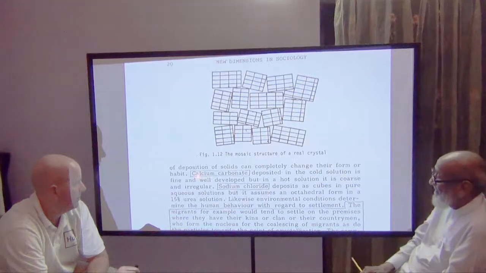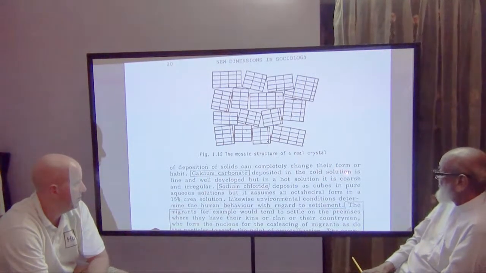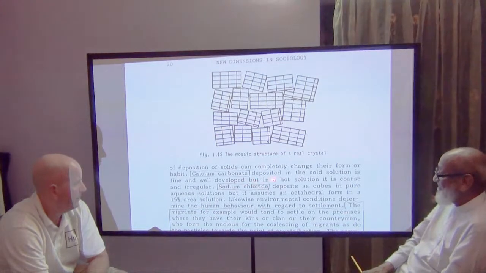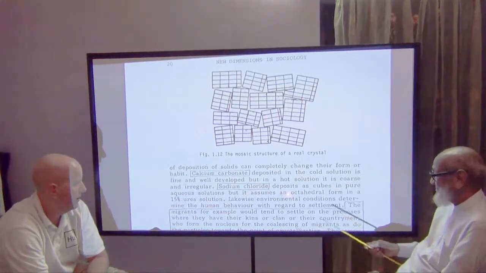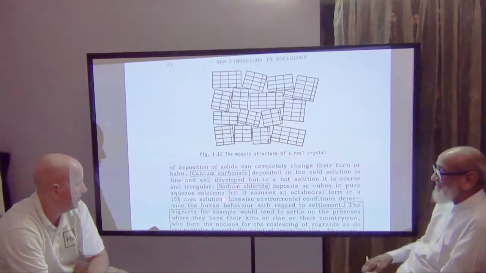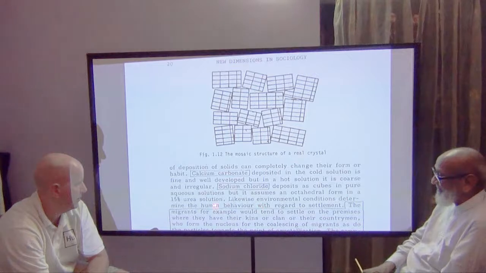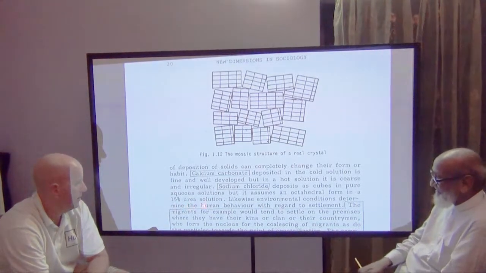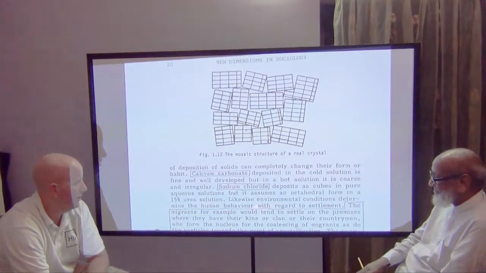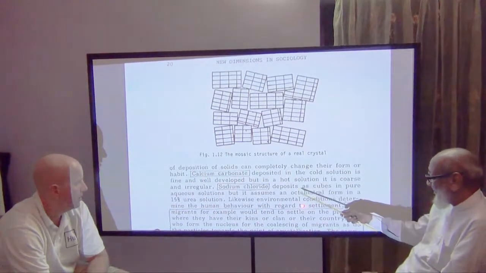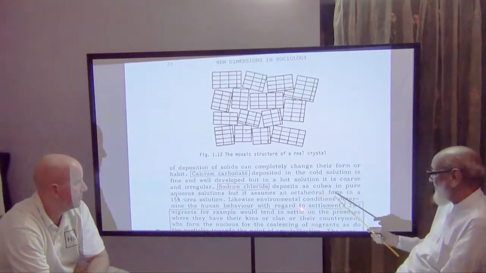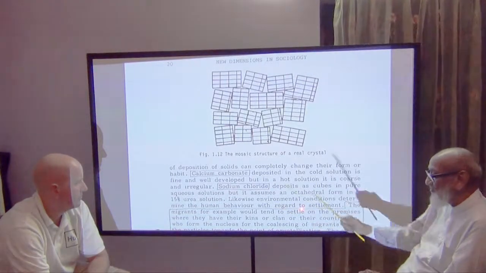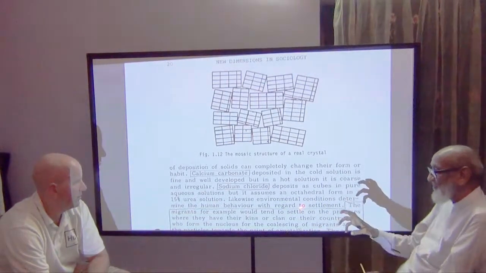Let's take a look at this example here. Calcium carbonate deposited in a cold solution is fine and well developed, but in a hot solution it is coarse and irregular. And sodium chloride deposits as cubes in pure aqueous solution, but it assumes octahedral form in a 15% urea solution. So the crystal form changes.